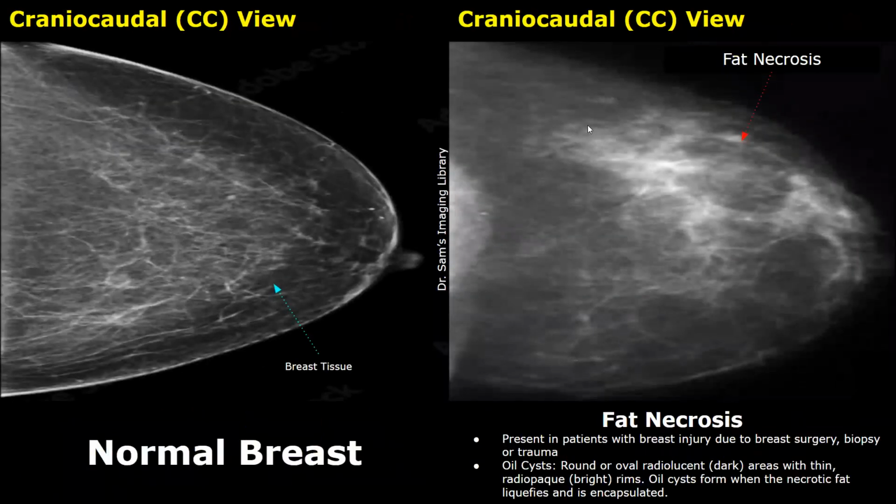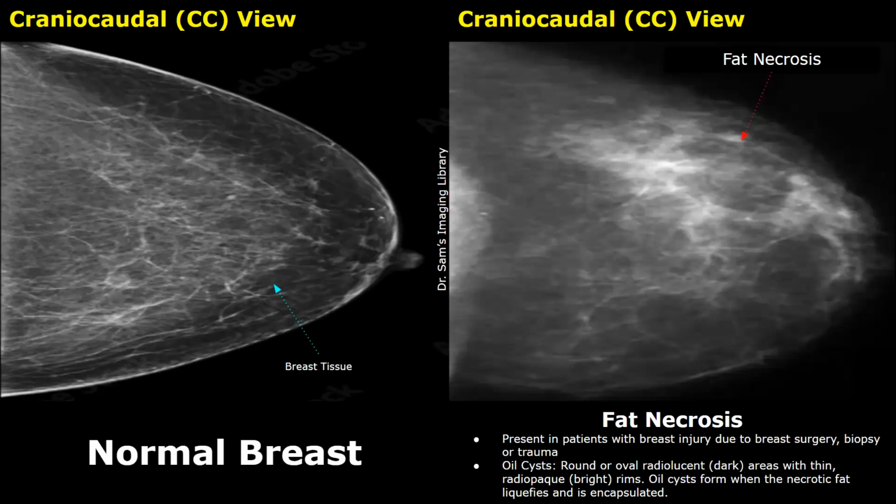Fat necrosis is a benign breast condition in which round, firm lumps are formed by damaged or degenerative breast tissue. It usually presents in patients with breast injury due to breast surgery, biopsy, or trauma. They have a variable appearance on mammography, so diagnosing fat necrosis can be challenging because some features appear as malignant masses and further evaluation is required to rule out malignancy.